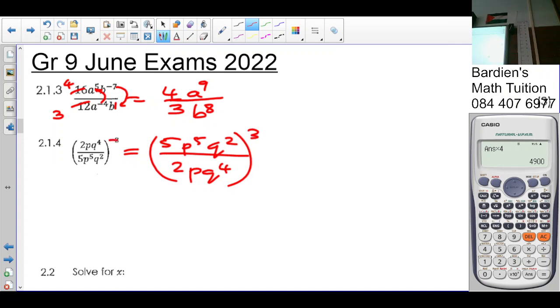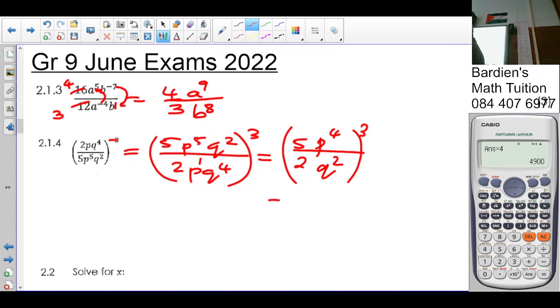So what I'm going to do now is simplify inside the bracket. It's going to be 5 over 2. Where are there more p's? On top. So it's p^(5 minus 1), which is p^4. There are more q's at the bottom, so 4 minus 2 is 2, raised to the exponent.